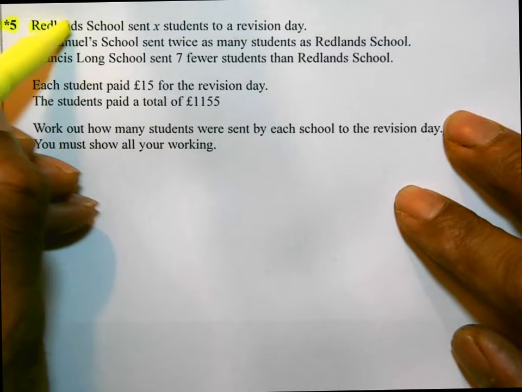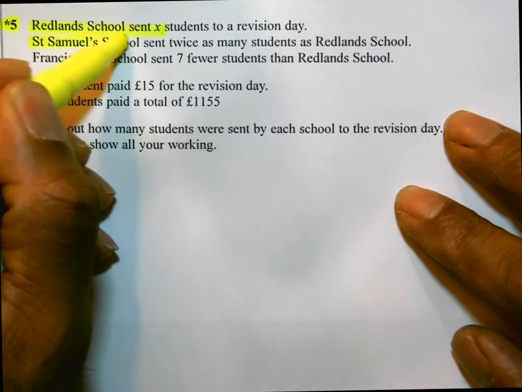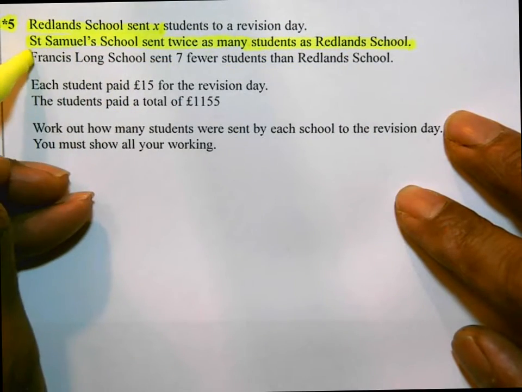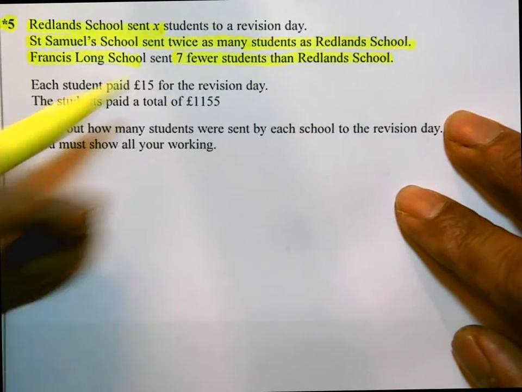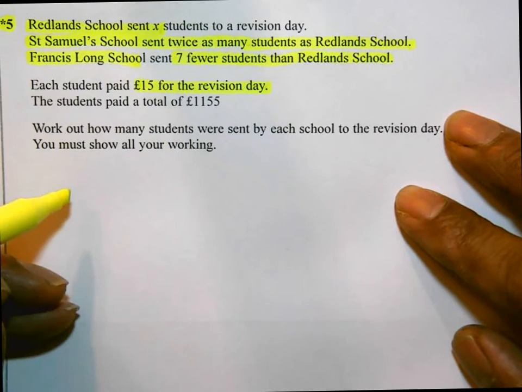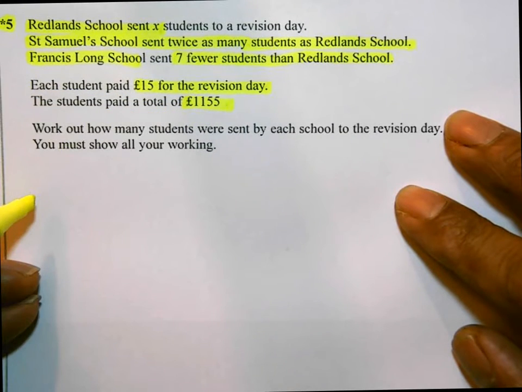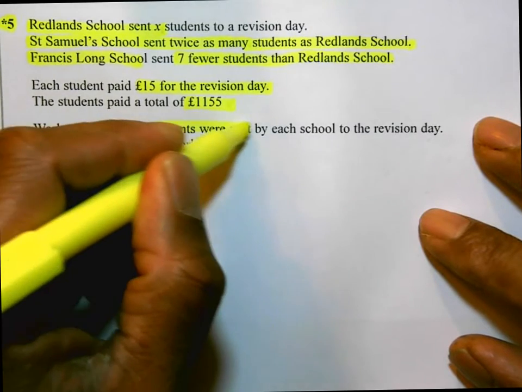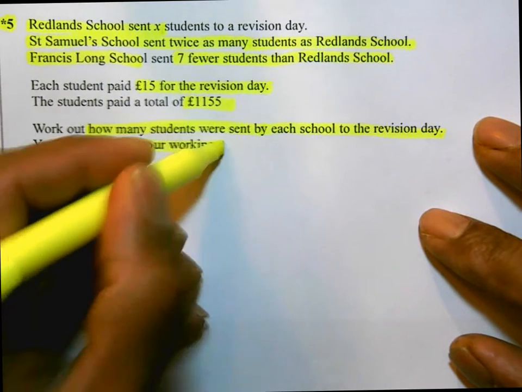Redlands School sent X students to a revision day. St. Samuel's School sent twice as many students as Redlands School. St. Francis School sent 7 fewer than Redlands School. Each student paid £15 for the revision day. The students paid a total of £1,155. Work out how many students were sent by each school to the revision day. You must show all your workings.